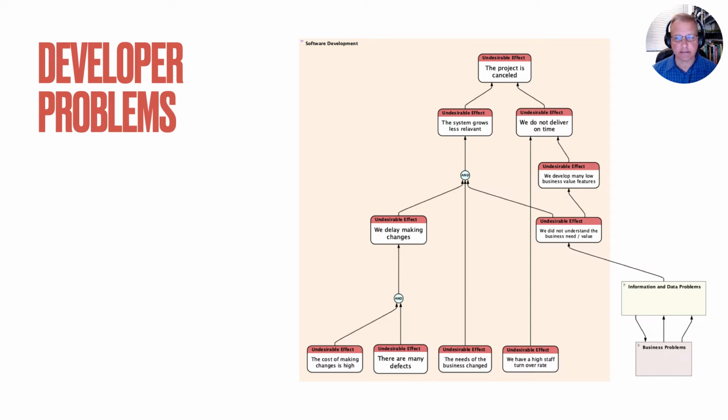So this idea of taking what's called a current reality tree, and building it from the undesirable effects, is a really good tool to help you identify what the root causes are. So for the root causes from a developer standpoint, we're going to work on making it easier to make changes.